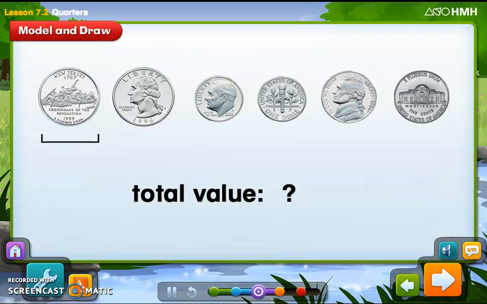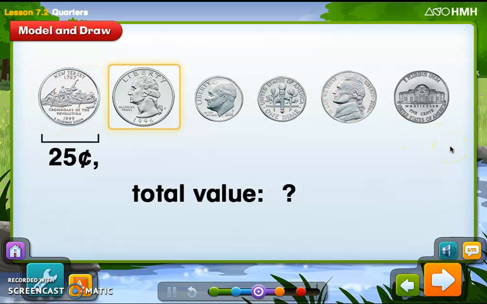When you count coins, begin with the coins of the highest value. These coins are arranged by value. Click to show counting on to find the total value. So remember, we did this yesterday, so it's just going to demonstrate to you again how you can count on using each coin.